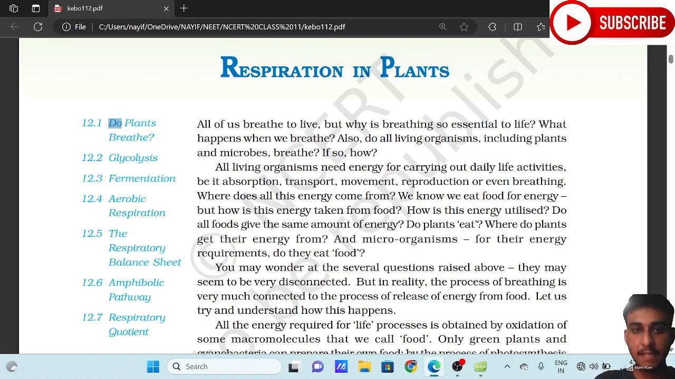ATP is the energy currency in the cell, and mitochondria is the powerhouse of the cell. We will deal with why they are known as the powerhouse. Glycolysis occurs in the cytosol, the fluid, and the rest of the process occurs inside the mitochondria, and the ATP is produced inside the mitochondria. So it is known as the powerhouse of the cell because it produces energy molecules.